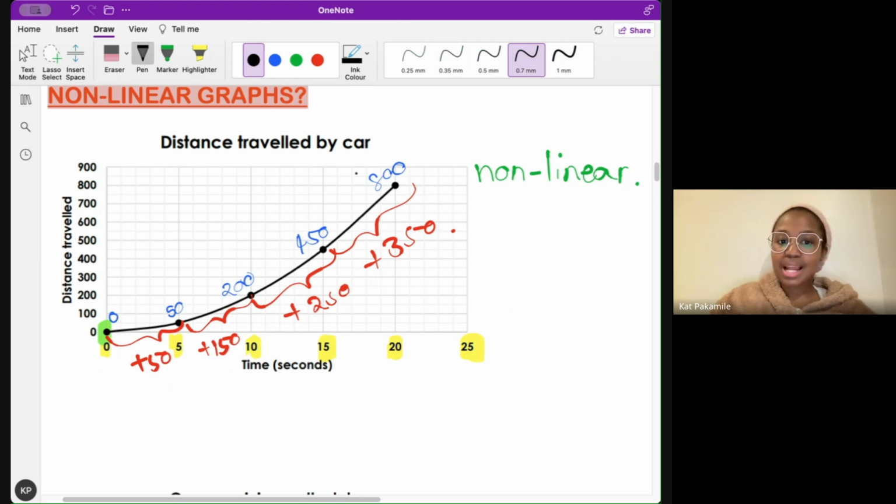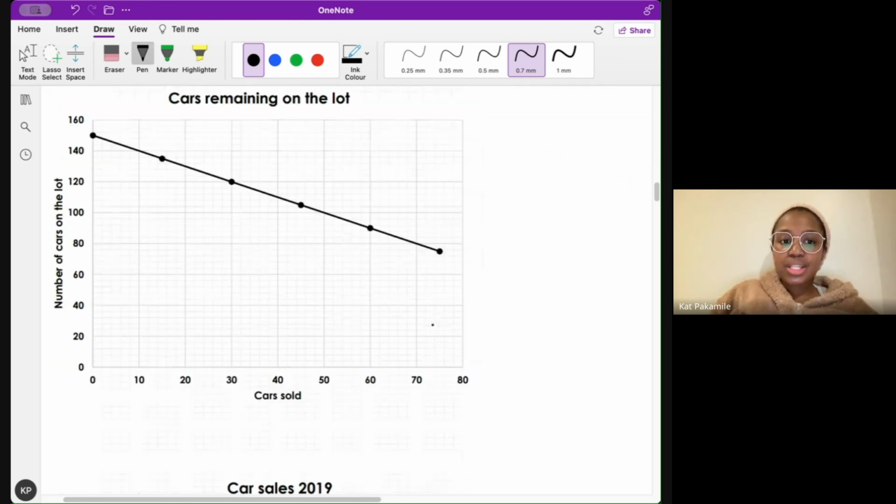So if you are not sure, just find the points. Find the points like we have, and then check from 0 to 5. Is that the same difference as if I go from 5 to 10? Is it the same as if I go from 10 to 15? That is the only sure way that you will know whether you have a linear or a non-linear graph. All right. Let's check the next one.